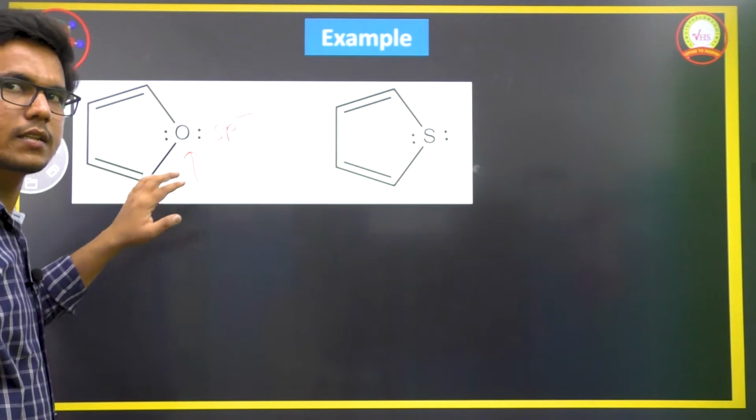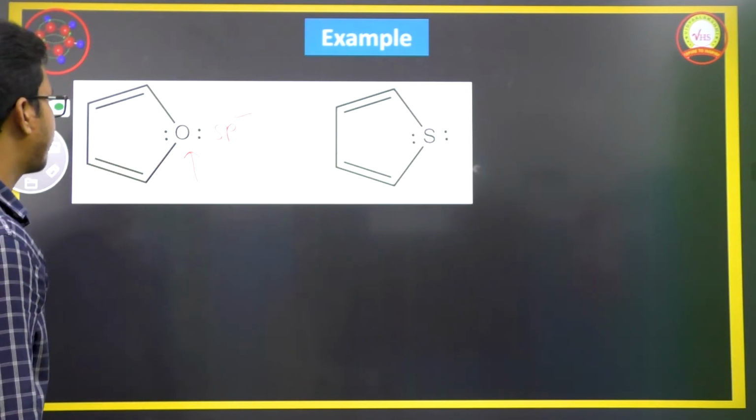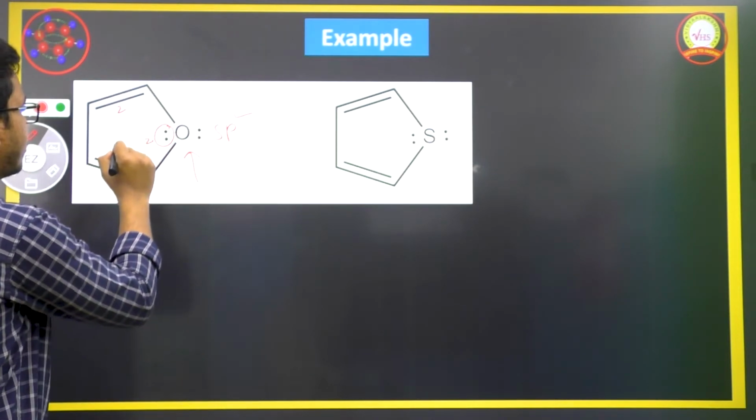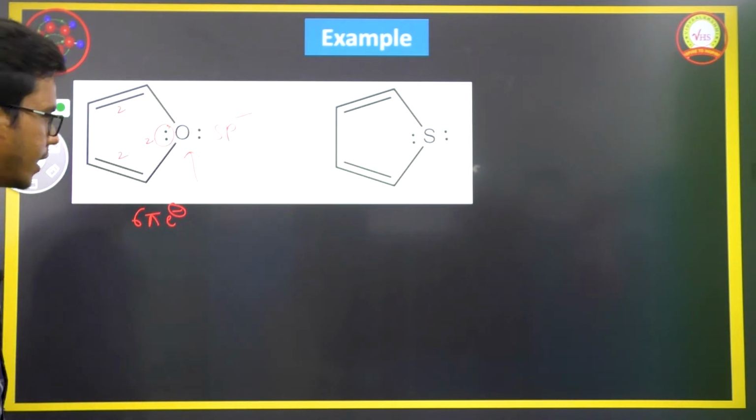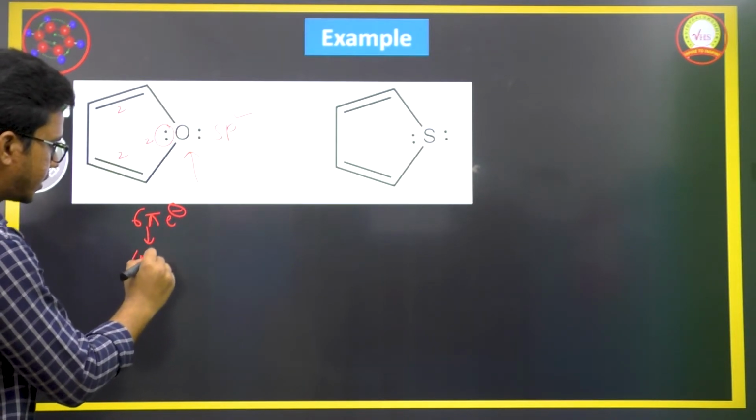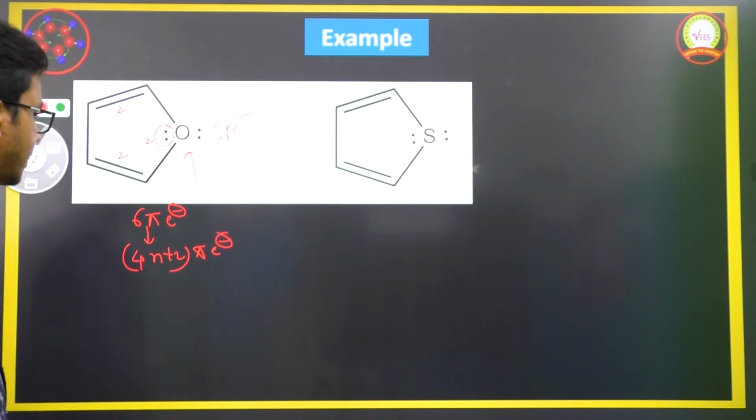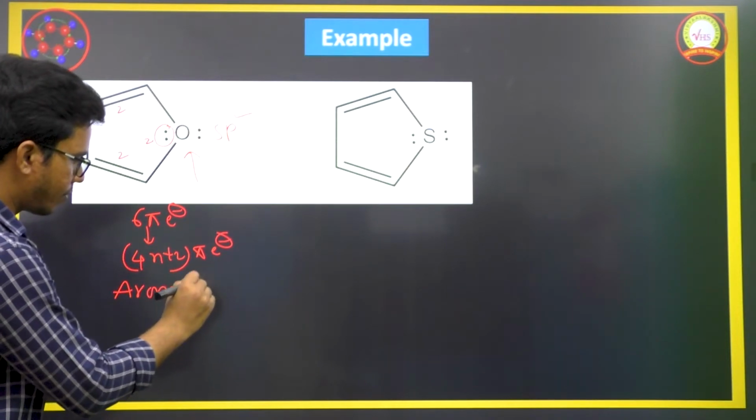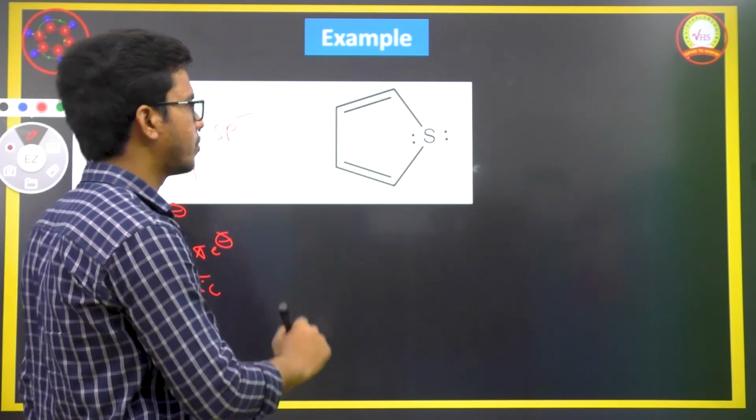Complete delocalization is there. Cyclic is there. Planar is there. All the conditions are satisfied. But let us see the number of pi electrons. Here we have 2 lone pairs, here 2, here 2, here 2. Altogether 6 pi electrons are there in this system. This obeys the 4n plus 2 pi electron system, which means it comes under aromatic. That's what the compound is, an aromatic compound.